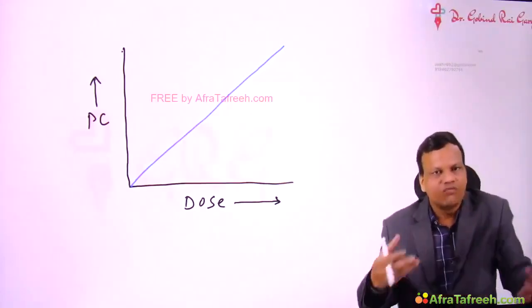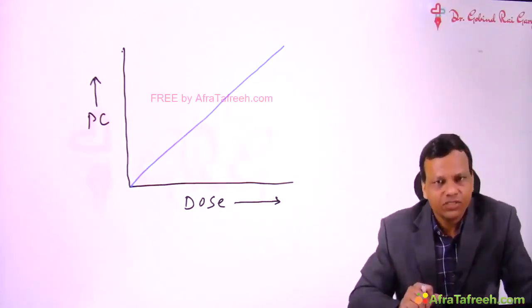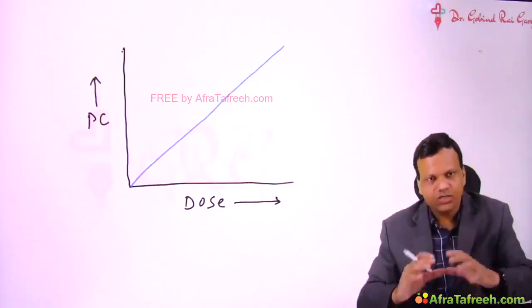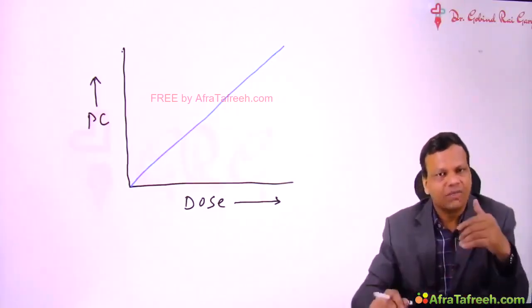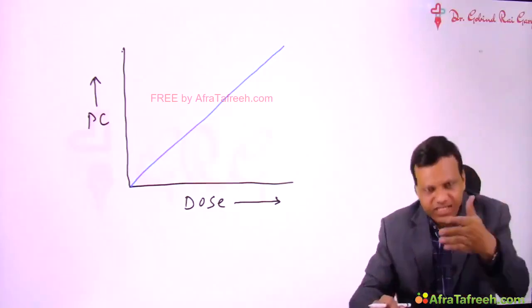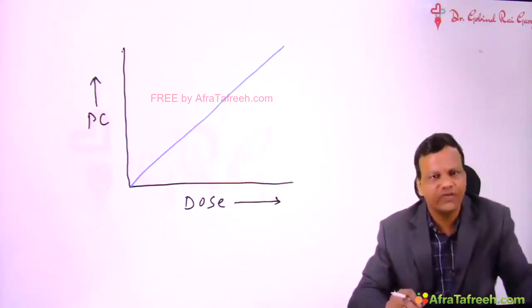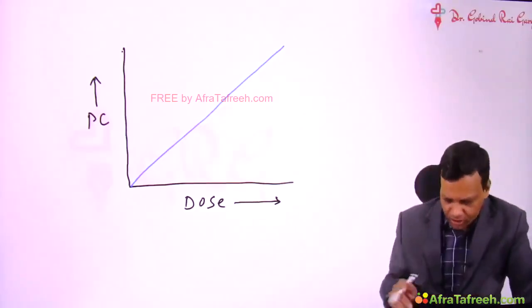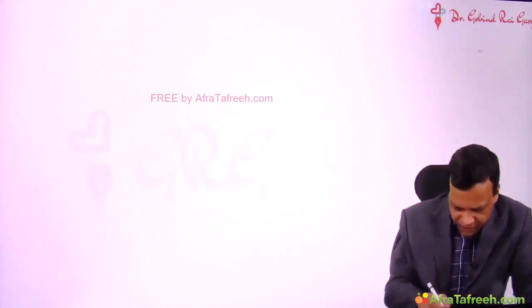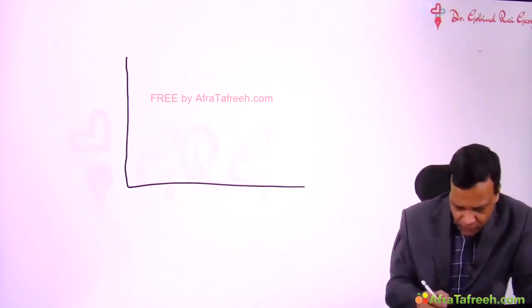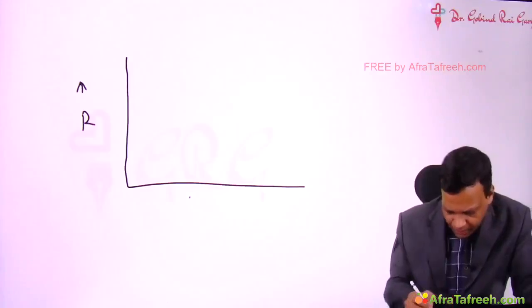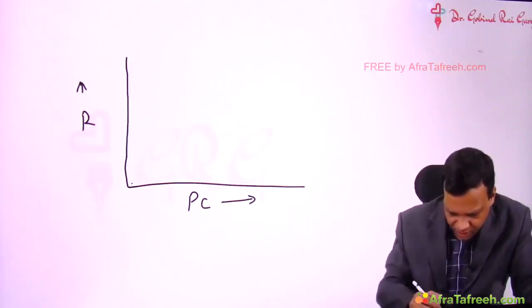We will come to know whatever effect is coming at what dose. So the dose and plasma concentration graph may not be linear. Particularly if it is linear, then we need not check. We simply increase the dose, more concentration will come. But on the other hand, the graph between response and plasma concentration must be linear.